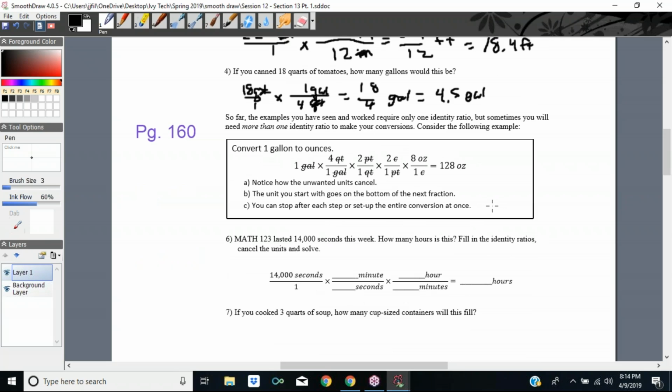Awesome. So let's move to page 160. Hopefully this has been a review so far. And it'll continue to be a review as we go through most of this today.